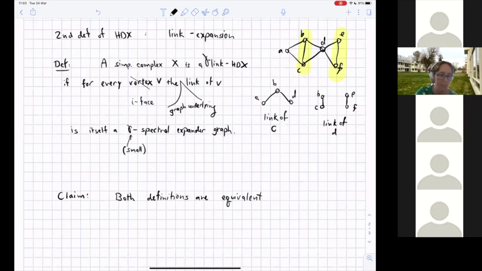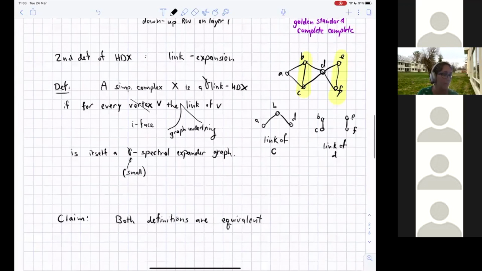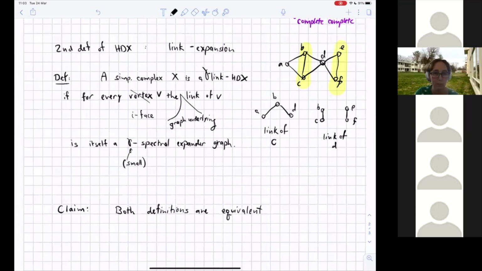There are many different aspects of high-dimensional expanders and different definitions. Unlike for graphs, where all definitions are qualitatively similar or equivalent, in high-dimensional expansion, if you take some definition of graph expansion and generalize it, you might end up with very different definitions, and they are non-equivalent. These two definitions, the link expansion and random walk expansion, are two that are equivalent.